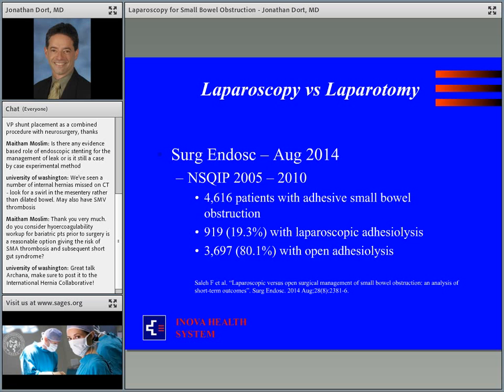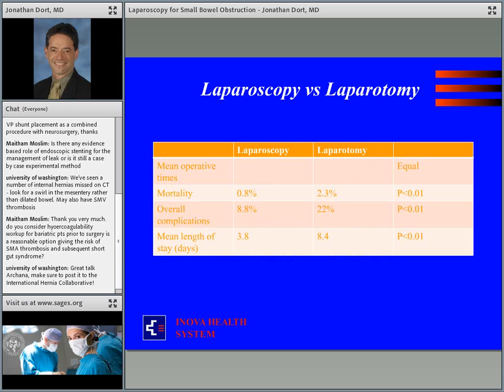Okranek and his group published in August in Surgical Endoscopy. It was also a NSQIP evaluation over the same time frame. 4,600 patients were identified with adhesive small bowel disease. Similar breakdown: 19% were addressed laparoscopically, 80% were addressed in an open fashion. And their findings were very similar.